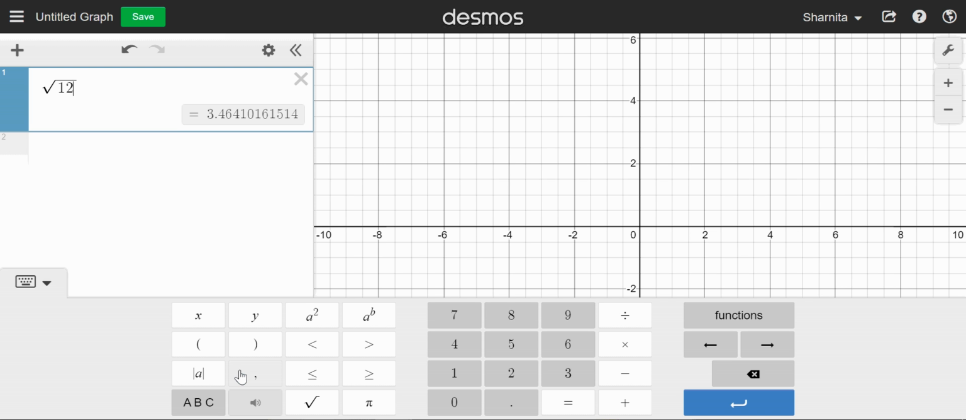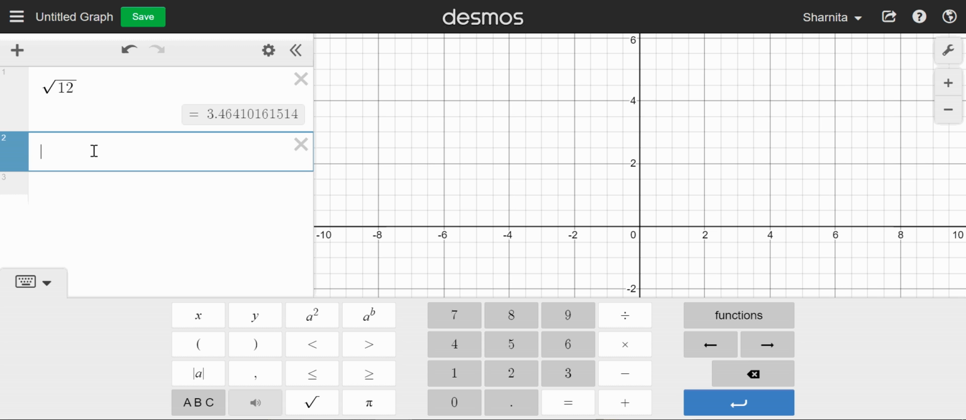Simplifying a radical means breaking down the radical such that it can't be broken down any further, but you're not going to get a decimal as an answer. So how do we do that? Just like in a graphing calculator, you can figure out how to simplify the radical. And I'm going to show you how to do that in Desmos.